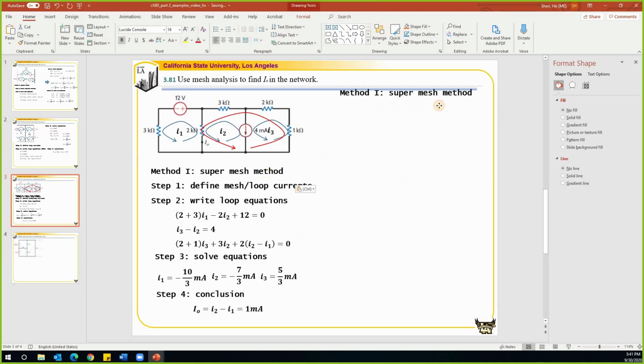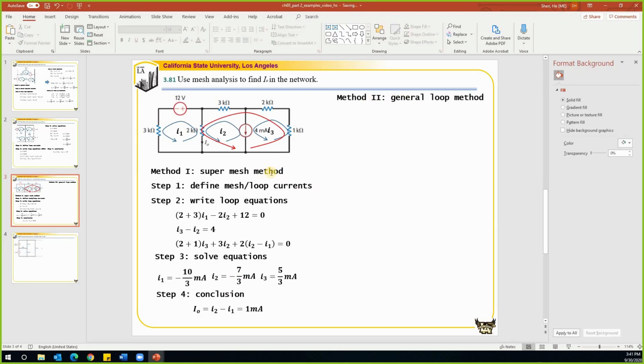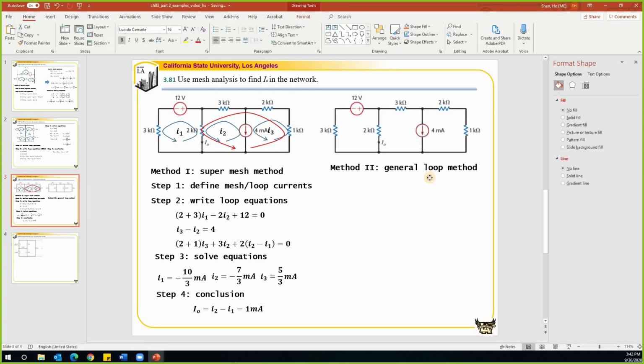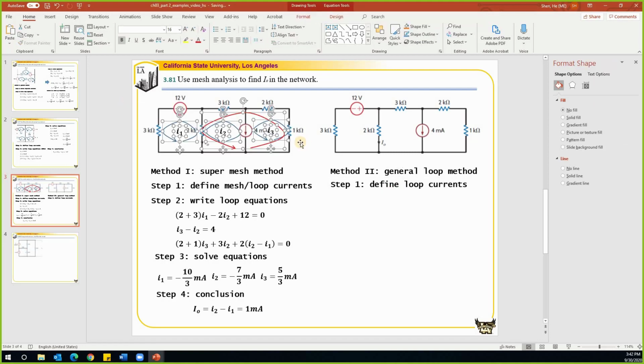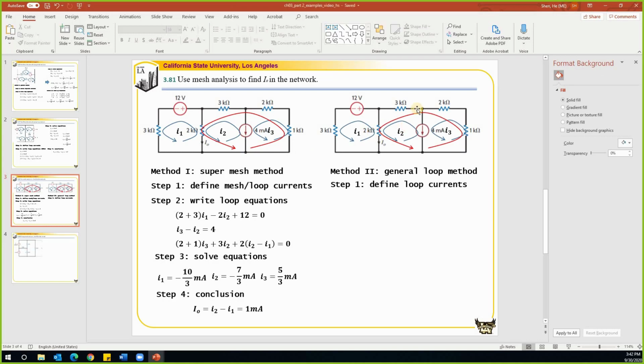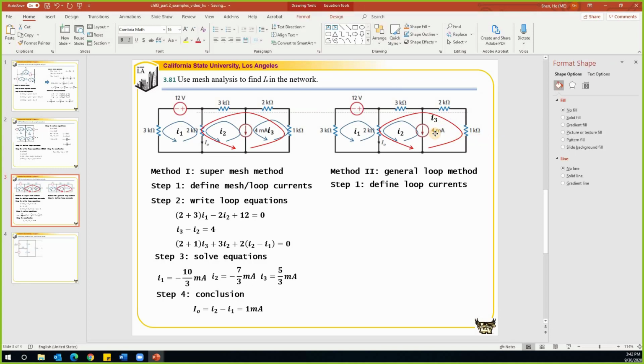The second method is called the general loop method. In the general loop method, the first step is the same, but you can no longer call it a mesh current because we're going to define a loop current. So the way that we define the current will be different. If we define the current like what we did before, this over here only gives one equation. So I don't want to define I3 like that. I want to define my I3 in a different way. That will lead us to define a loop current.